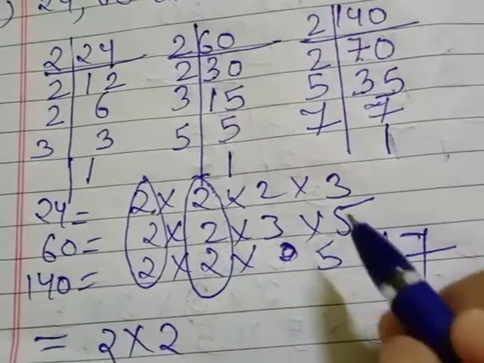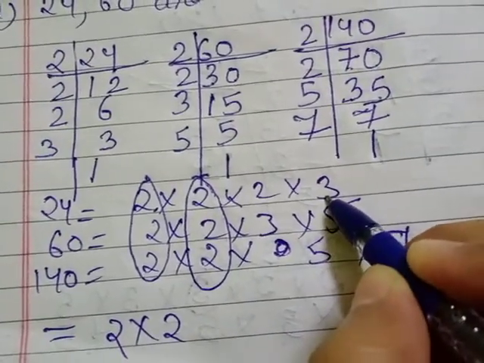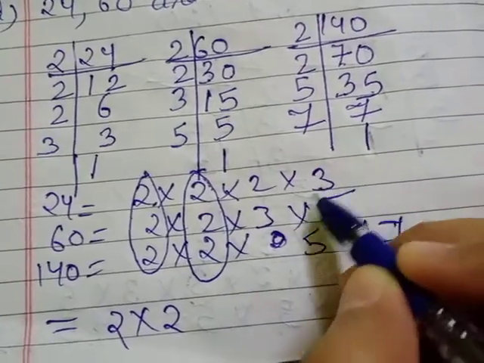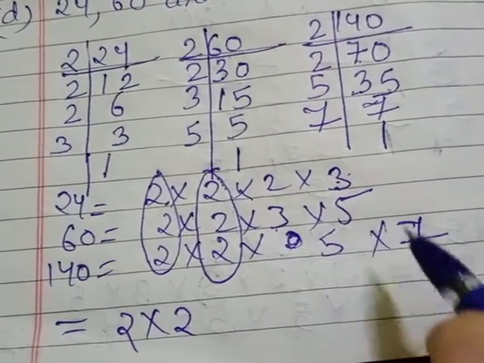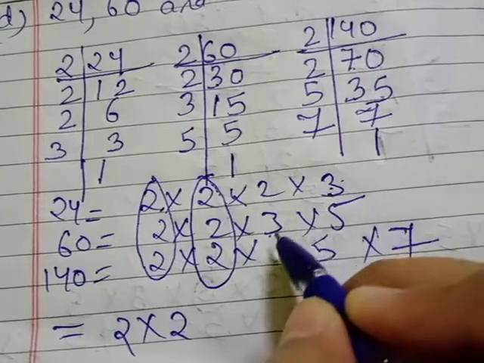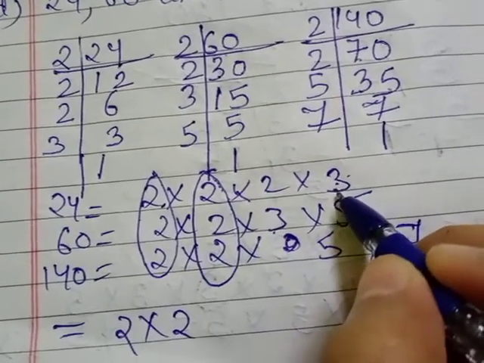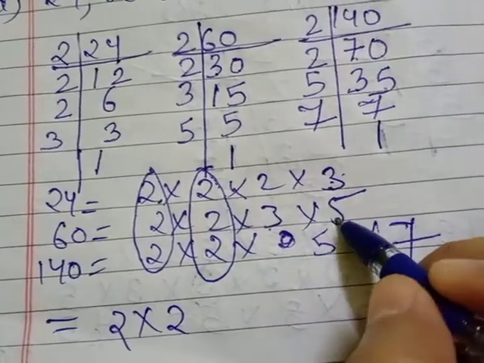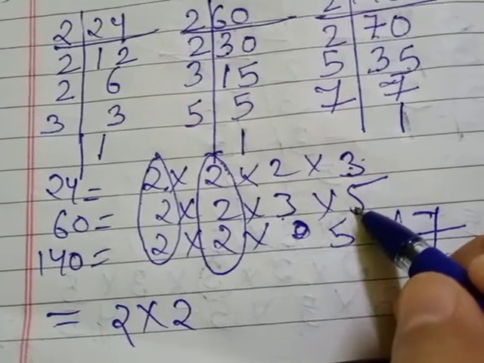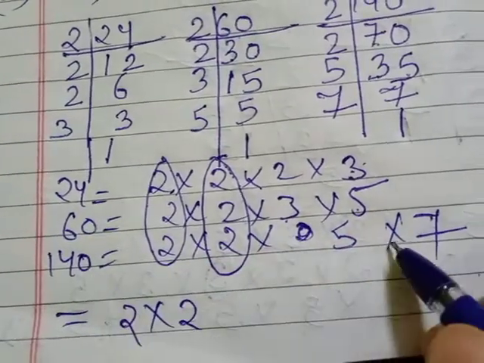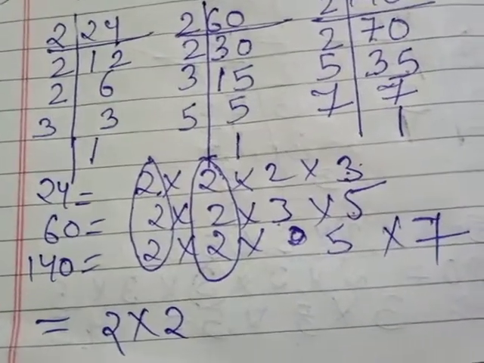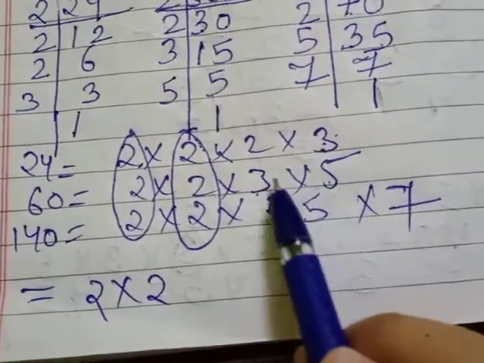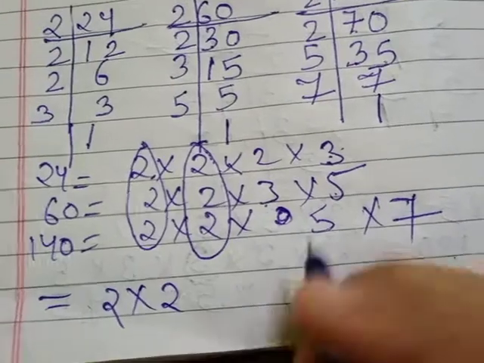After this, we have 3, but this 3 is there in 2 numbers only. We do not have 3 in the prime factors of 140. So 3 will not be considered a common factor. Okay. Then we have 5 also, but 5 is there in 60 and 140 only. 5 is not there in 24. It will also not be considered a common factor. So all these numbers we are not required to write here.